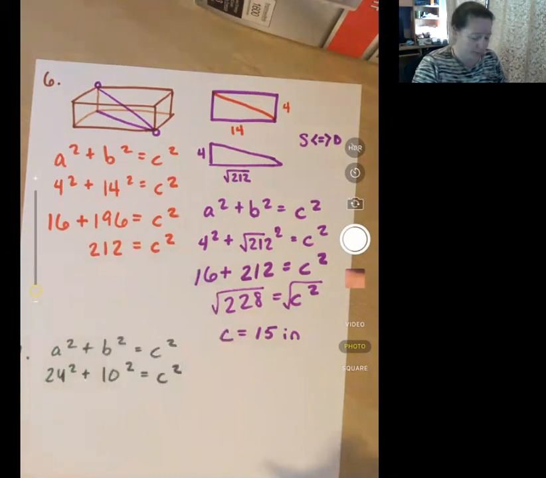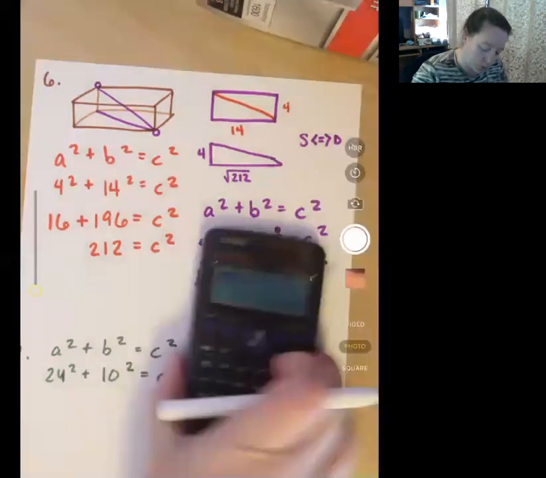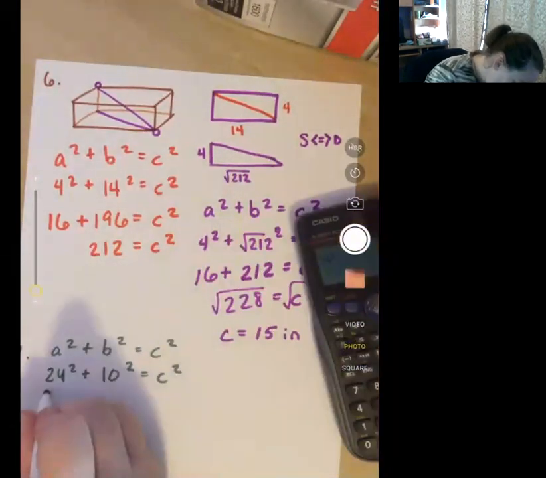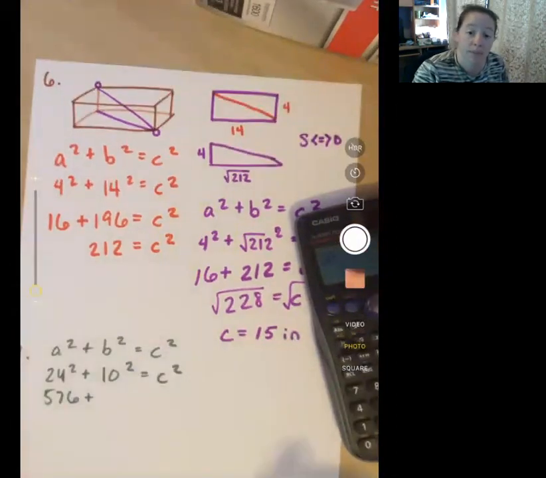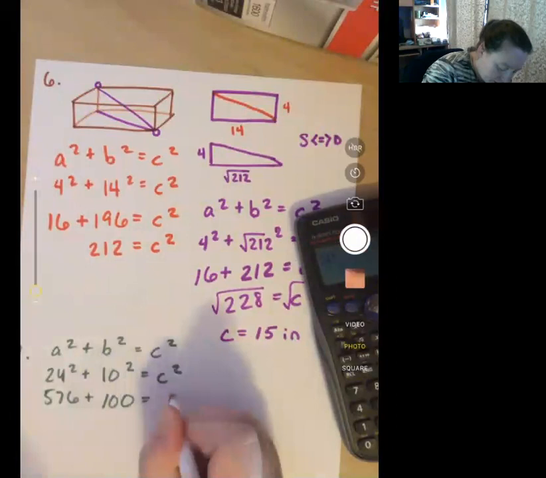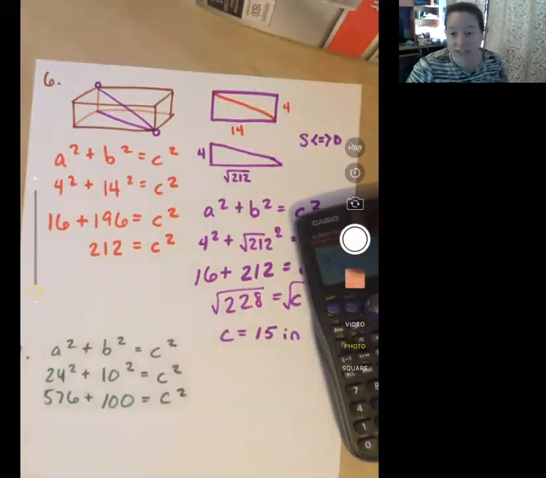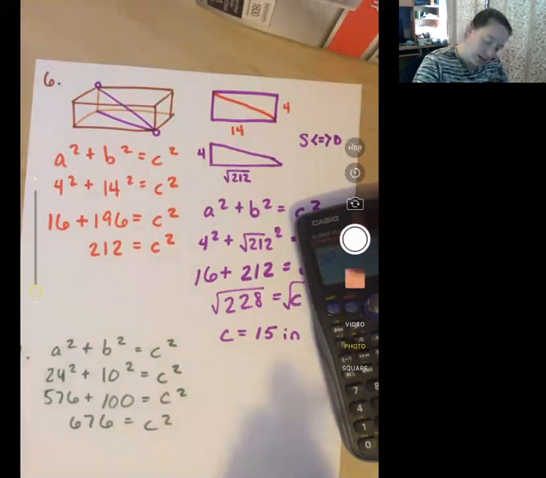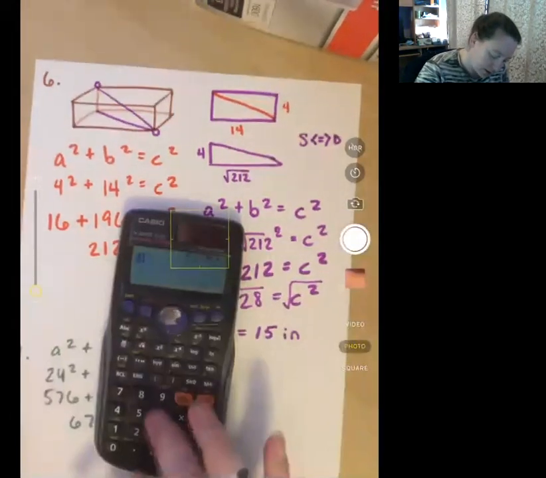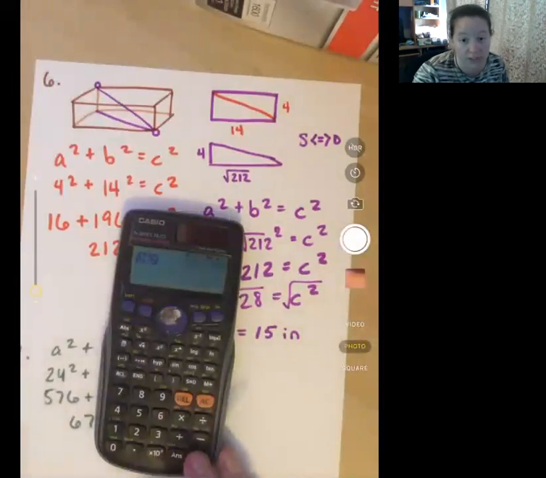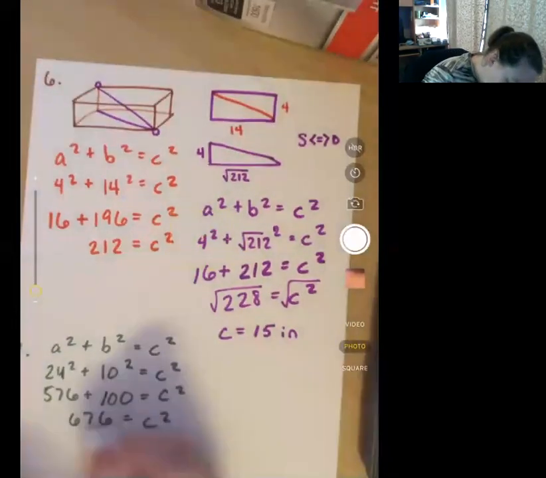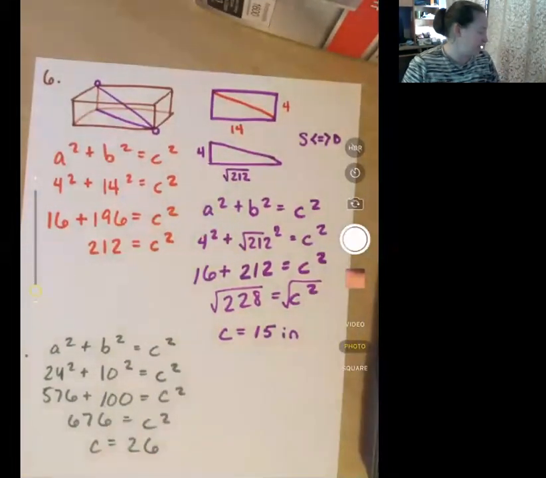This is being a little weird, guys. Okay, so let's figure out what is 24 squared. 24 squared is 576. 10 times 10 is 100, is equal to C squared. 576 plus 100 is 676, is equal to C squared. And so let's see, the square root of 676 is 26. So C is equal to 26.